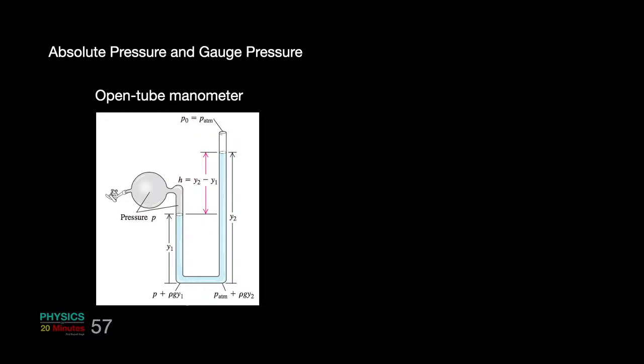Two devices that physicists always rely on are the open tube manometer. There are two open tubes. If you want to measure the pressure of something, then you have to attach it to one tube. You find the height difference which will appear because of the pressure difference, and from the height difference you can figure out what is the pressure of this particular arrangement with respect to the atmosphere.